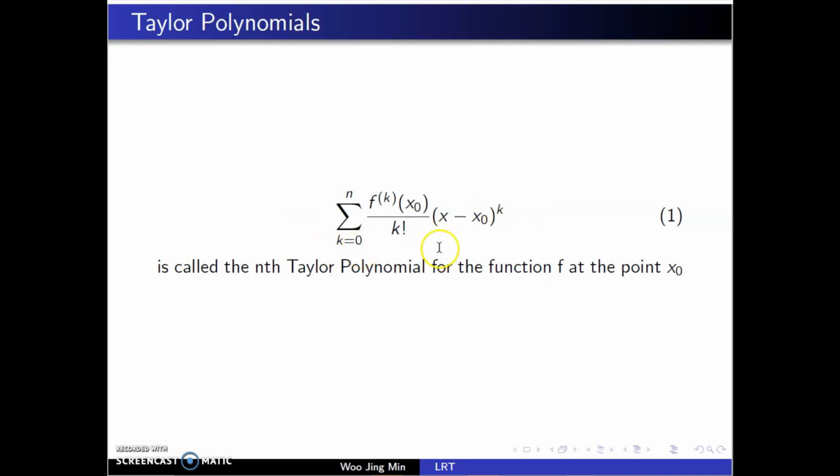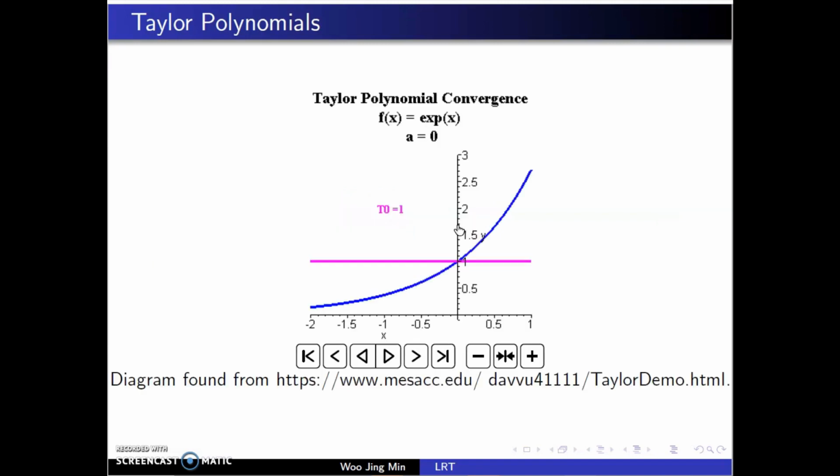This is the Taylor polynomial. It is a function that very accurately approximates various functions at a number x, which would be x naught. So when we look at an example here, you see that f of x is the exponential function e to the x, so it's just this blue curved line here, and then there is this strange other function which is T0 equals 1.